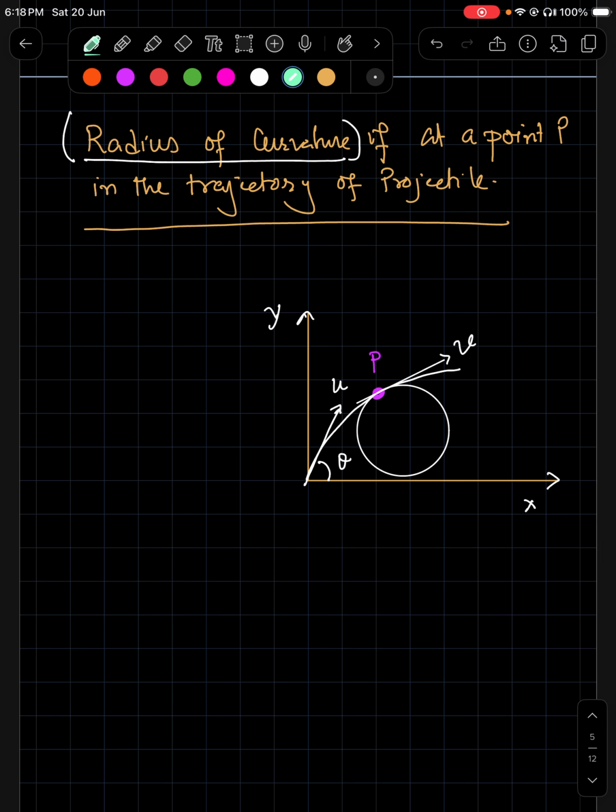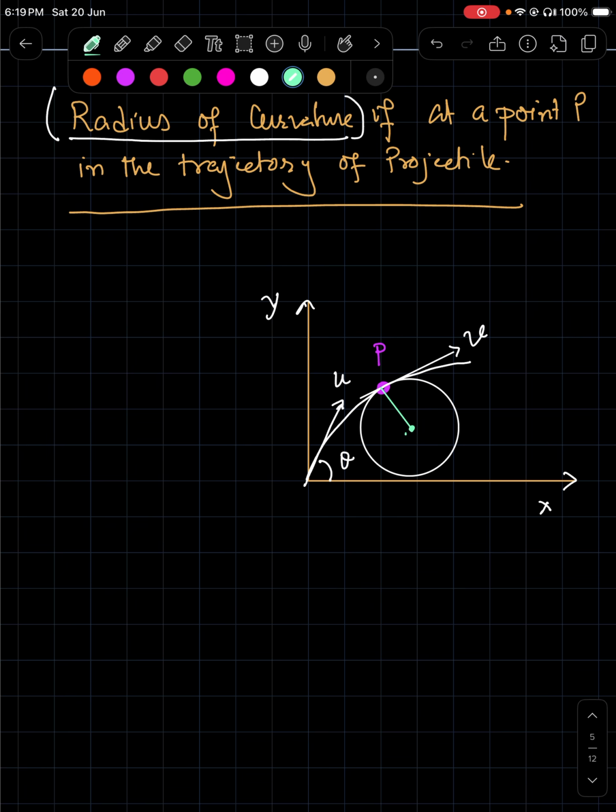Then if I join the point P and the center of the circle, then the radius of the circle, this R, is called the radius of curvature. Simple.